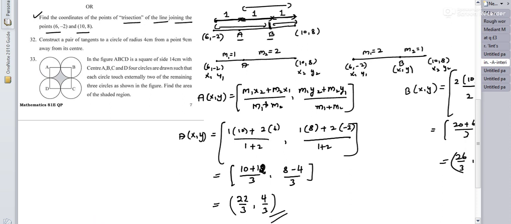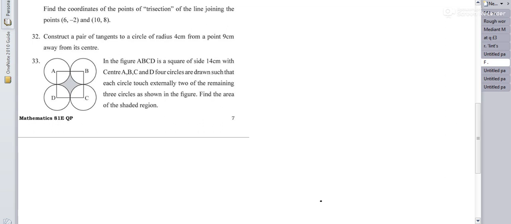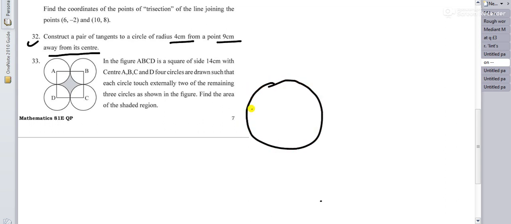Now moving to the next question. Question number 32. What does it say? Construct a pair of tangents to a circle of radius 4 cm from a point 9 cm away from its center. So what you have to do is draw a circle towards the left side of the radius, how much? What is the radius? 4 cm. You can mark it like this, 4 cm.